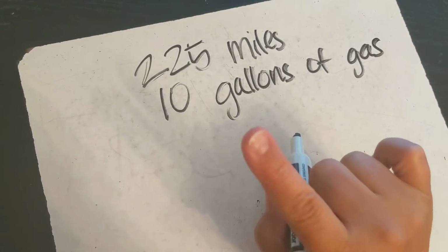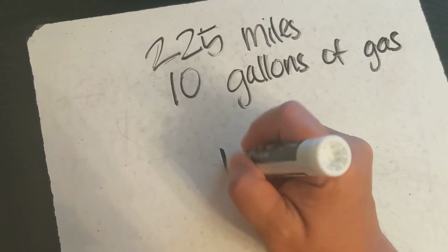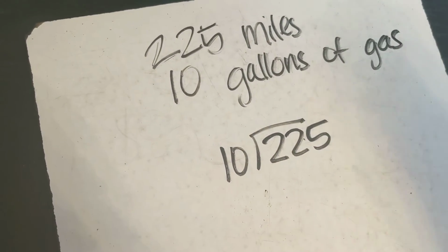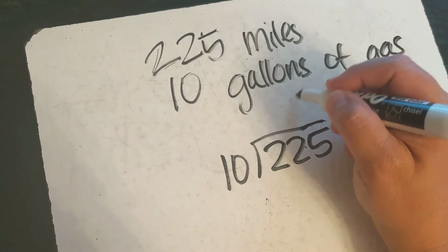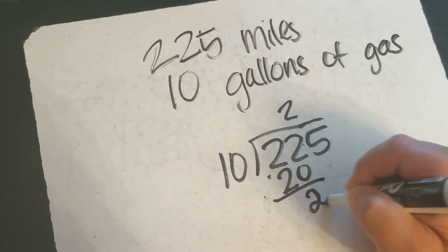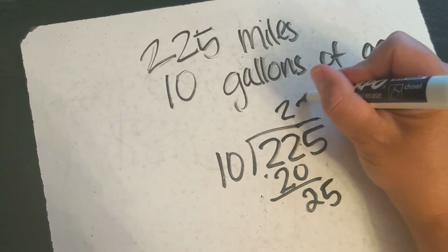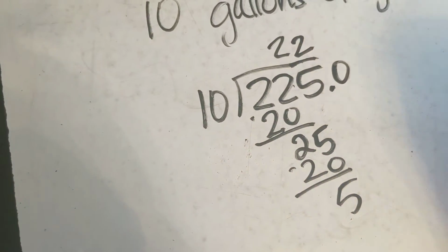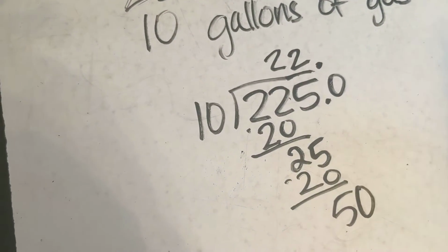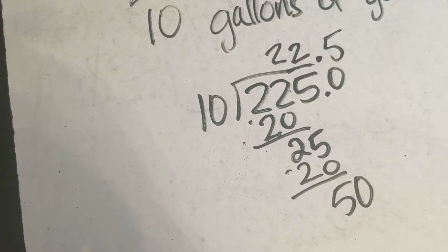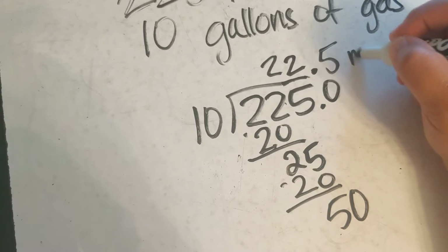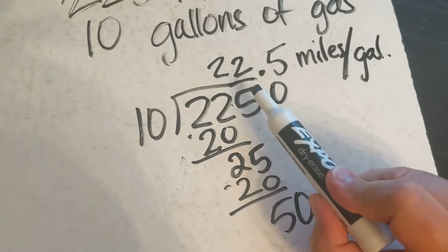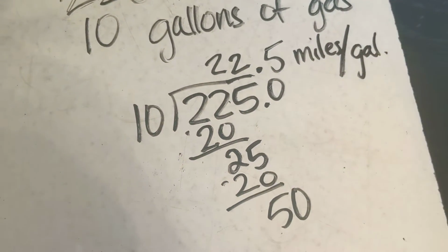So if I want to know how much it would take per gallon, I'm going to divide 225 by 10, right? So I can figure out how much I use for one. That's going to go in there 2 times, and then it's going to go in there 2 times again. And then we're going to have to add that 0. So we need to make sure we put the decimal up there, put the 0 down here. 10 is going to go into that 5 times. So for every gallon, I'm going to write this like this, miles per gallon. There's my unit rate. This car drove 22.5 miles per gallon.